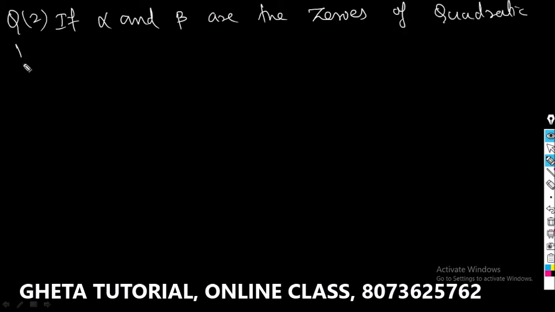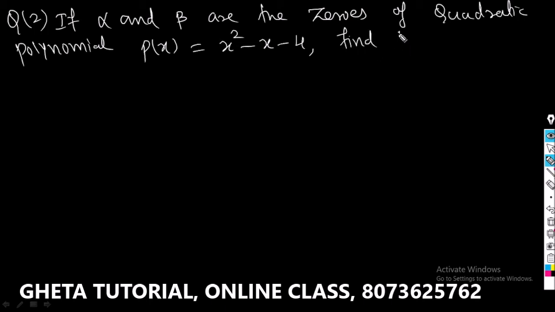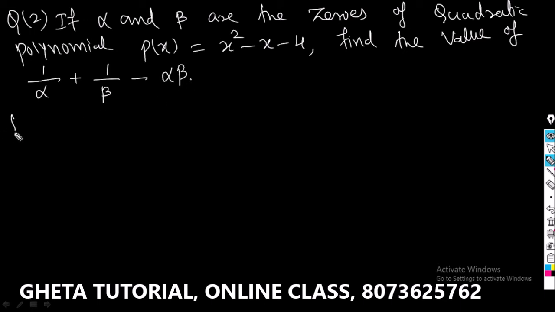If alpha and beta are the zeros of the quadratic polynomial p of x is equal to x square minus x minus 4, find the value of 1 by alpha plus 1 by beta minus alpha into beta. This is the question. Okay, so this is the question we have to do.